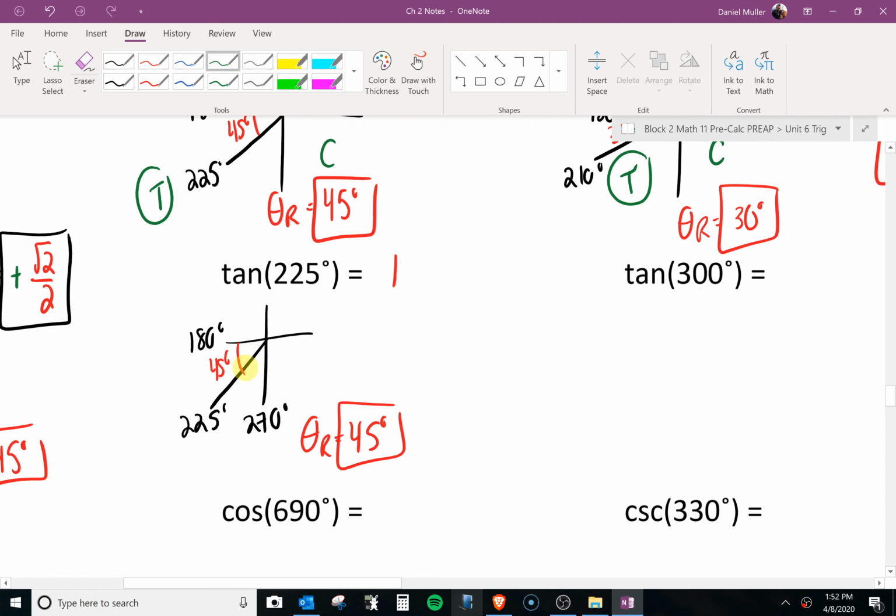In case you're wondering how to do the CAST rule, you can think how I was taught: All stupid teachers cry, or all students take calculus. That's how I've always learned it. So anyways, I am in the T quadrant. I happen to have a tangent, so it's a plus. So I'm going to put a plus sign, and I am done.